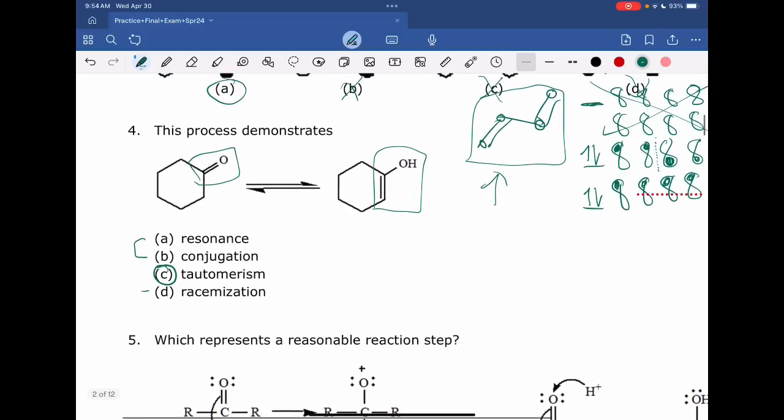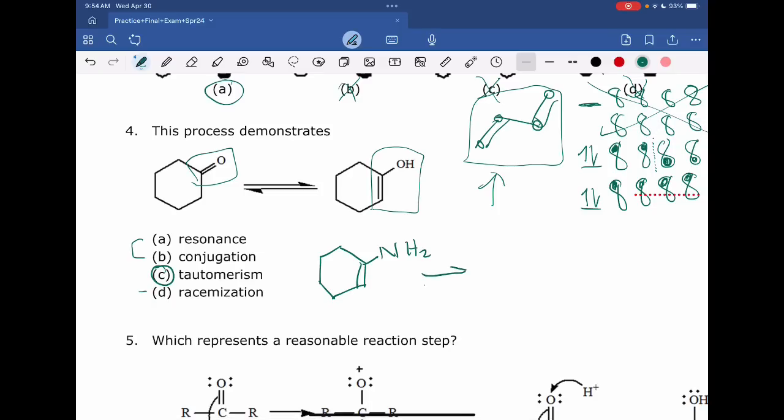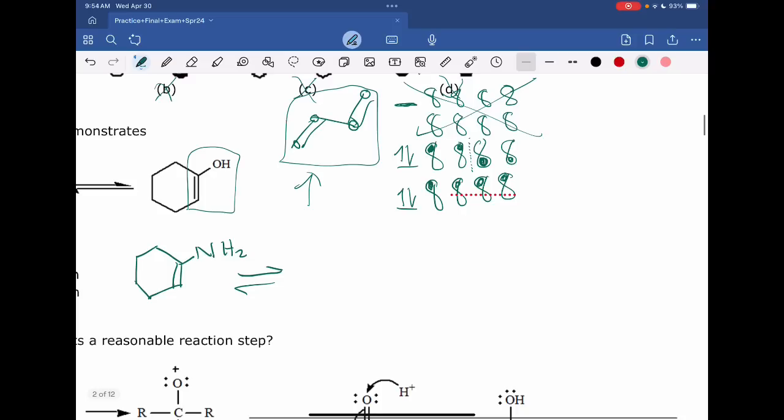But whenever you go from a keto to enol, you could also see this in the form of an amine, so be careful with that. You could also see something like this going to something like this.